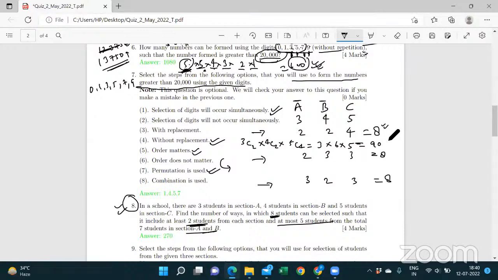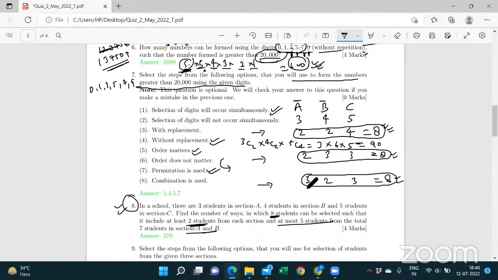For this 8, we have 3 cases: this case, or this case, or this case. For 8, you can do it in this way, right? First way, or you can do it in this way, or we can do it in the third way.